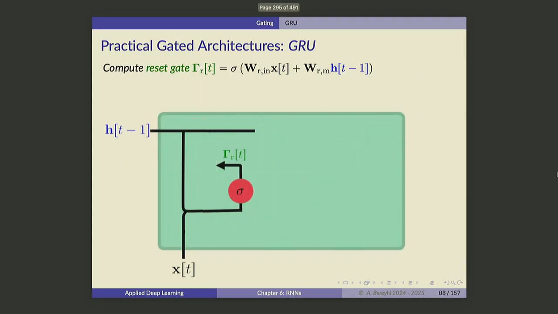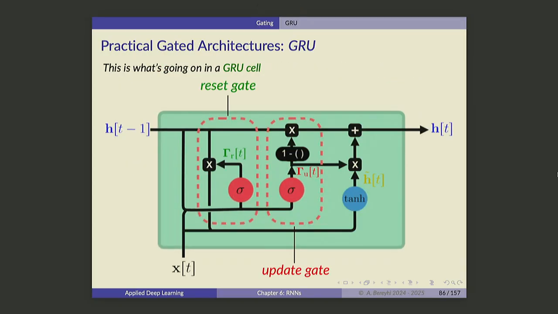And this is the whole architecture that you have. Here is the update gate. Here is the reset gate. And everything adds up to compute your next memory component, the next hidden state. You get this hidden state, and you again pass it through the same architecture.